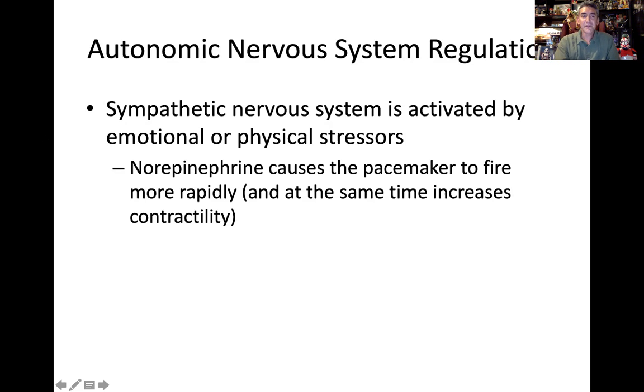But so sympathetic: a strong emotional stimulus, fear, you're upset, and norepinephrine causing an increased heart rate.